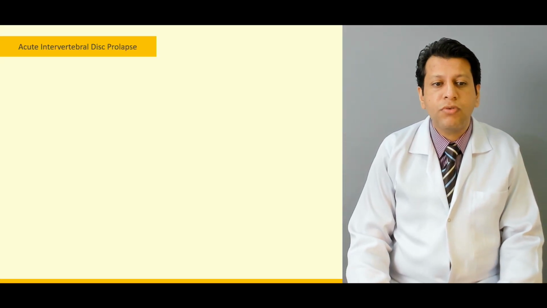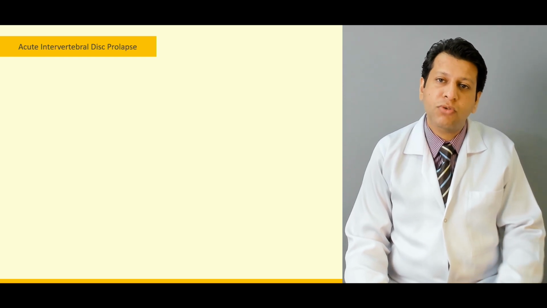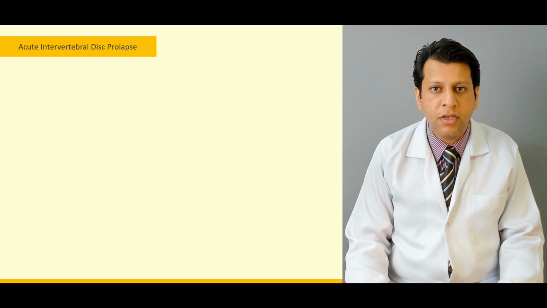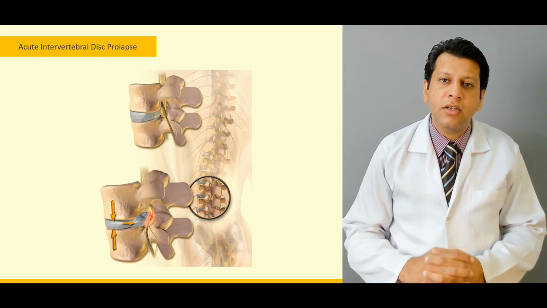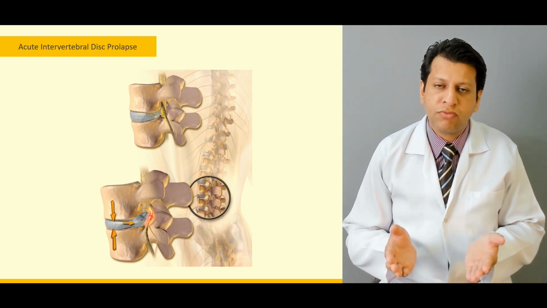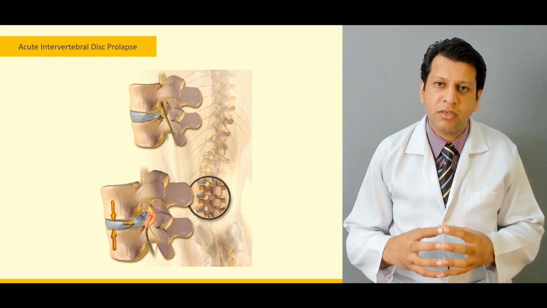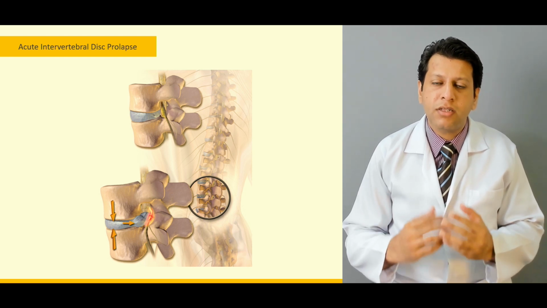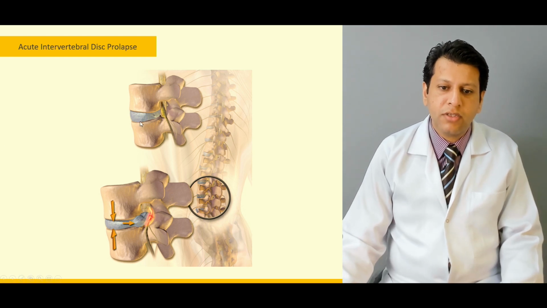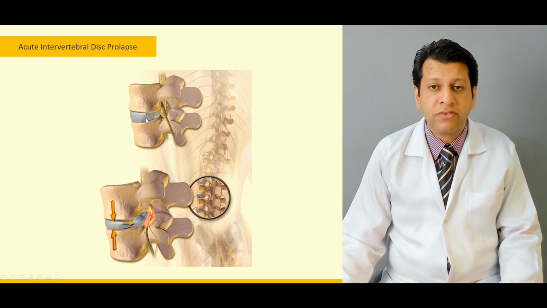Now coming to another problem of the neck mainly associated with the spine, the acute intervertebral disc prolapse. As you know, in the spine, on the outside there is the annulus fibrosus, which is a tough structure holding and providing stability, and inside there is a small nucleus pulposus. Now what happens is that usually this annulus fibrosus has micropores. It's a very tough structure.